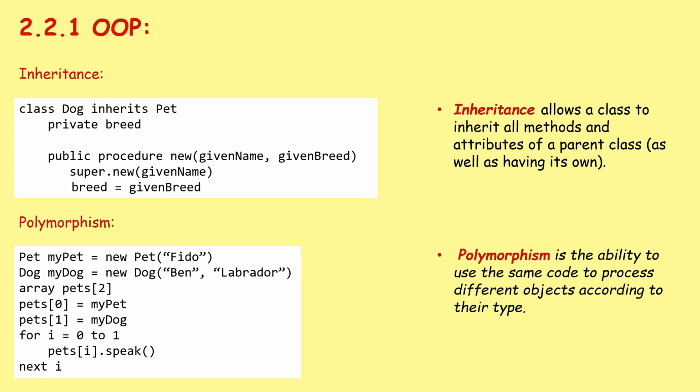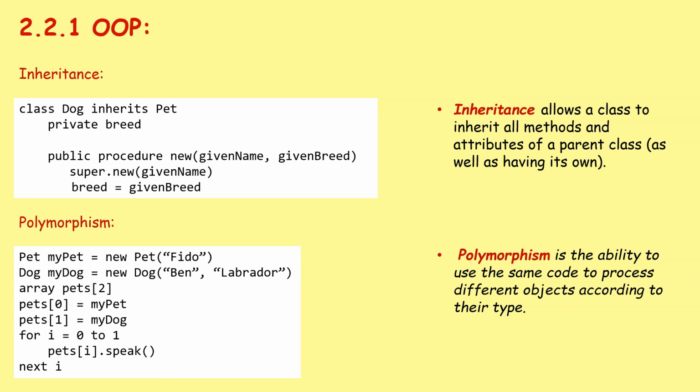Then I'm setting up an array for my pets, and I'm setting the first value to myPet and the second value of my array to myDog. Then I'm going to iterate through the pets array using a simple for loop. And inside that I just say pets[i].speak. Thanks to polymorphism, the computer knows which speak method to call. Does it call the pet speak method, the dog speak method? It just automatically chooses the right one.